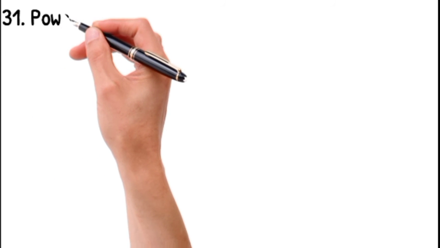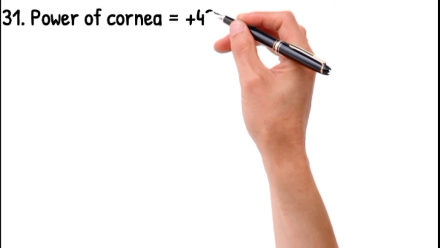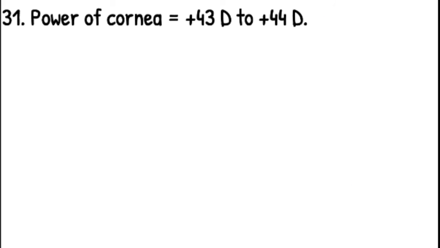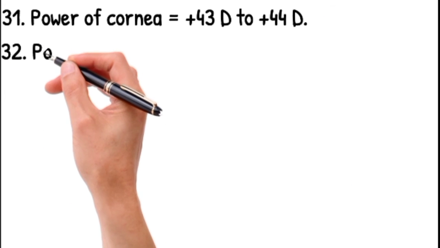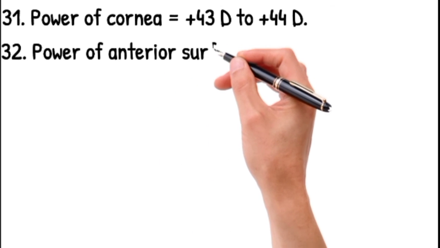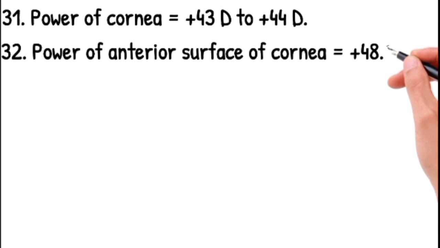31. Power of cornea equals plus 43 diopter to plus 44 diopter. 32. Power of anterior surface of cornea equals plus 48.3 diopter.